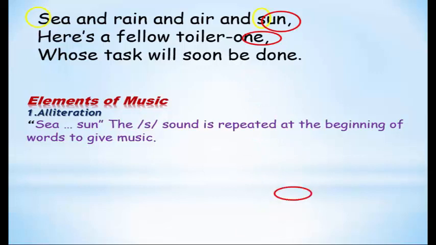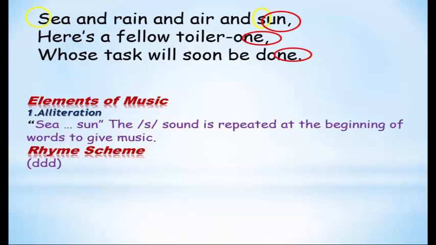Sun, one, done. So now we are going to write the rhyme scheme. But if you notice, it's the same sound as the previous stanza. So we are going to continue with the same letters: D, D, D. So the poem, all in all, we have the rhyme scheme: it is A, 4 A's, 4 B's, 4 C's, and 7 D's. This is the rhyme scheme of the poem.